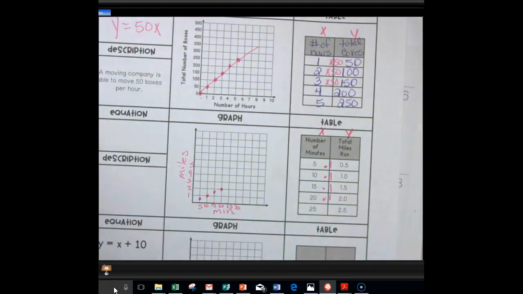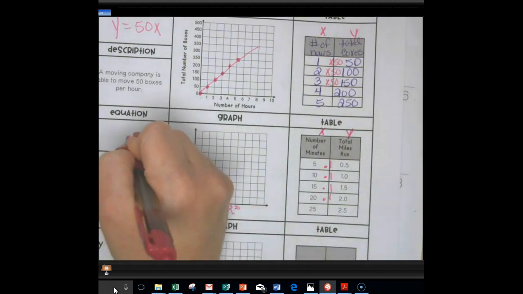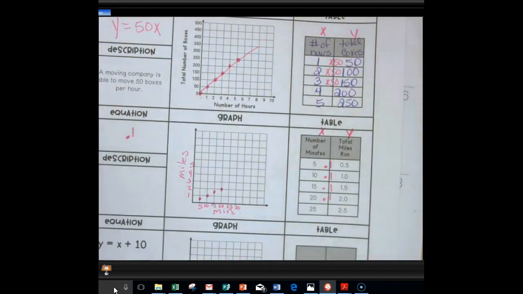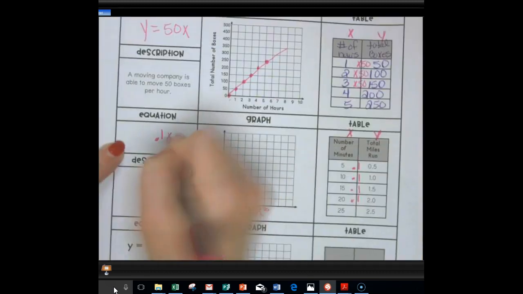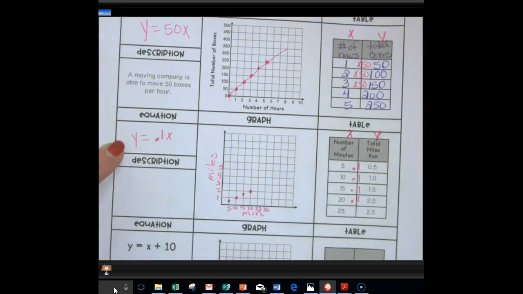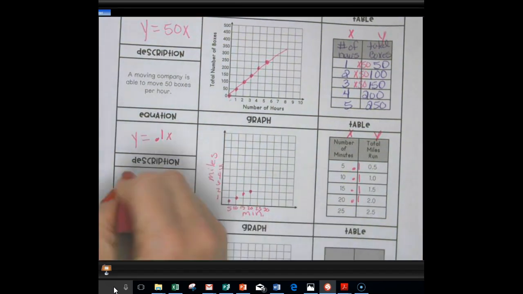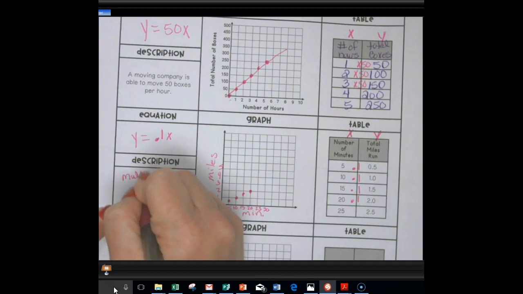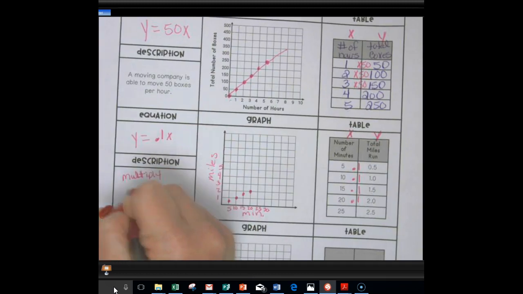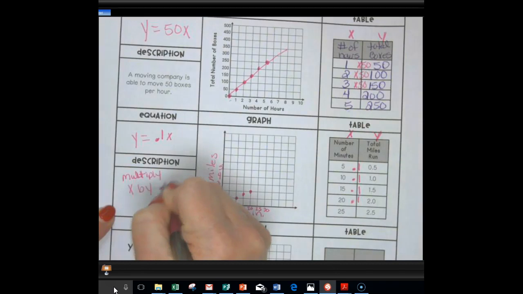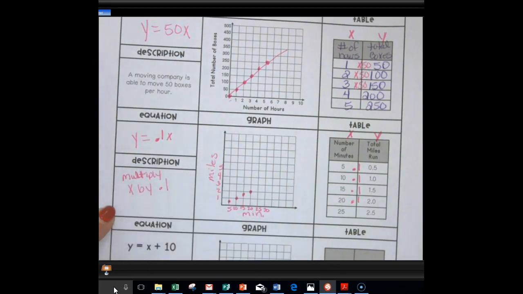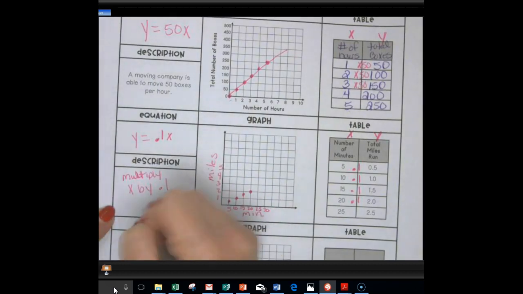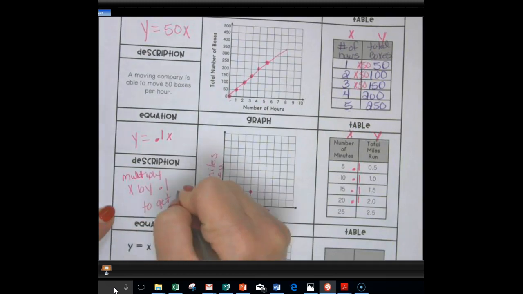So what are you doing to the X? You're multiplying by decimal 1/10. So Y equals 1/10 X. So you are multiplying X by 1/10. And it could be something with minutes or miles, but mainly you need to know that you're multiplying X by 1/10 to get Y.